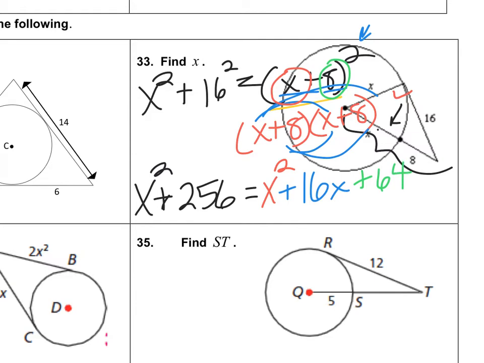Alright, so now you can see, hopefully, that the x squares are going to cancel each other out, and now you're back to a linear equation. So you're just solving for x there. I just wanted to address that because I know you're definitely going to see something like that, where you're going to have to write out the binomial x plus 8, square it, and do things like that.